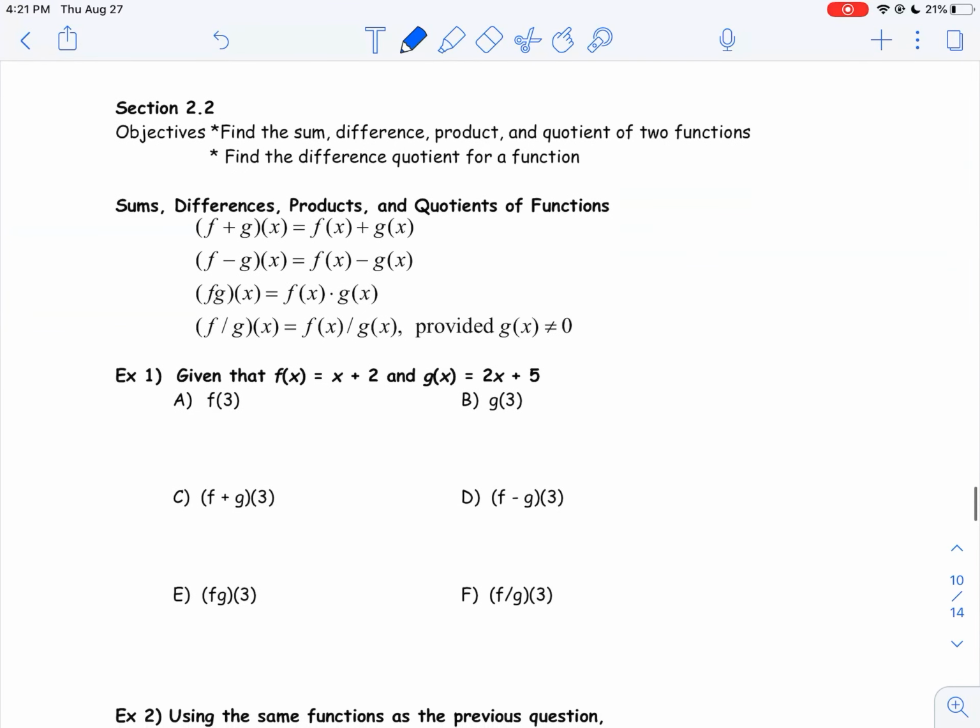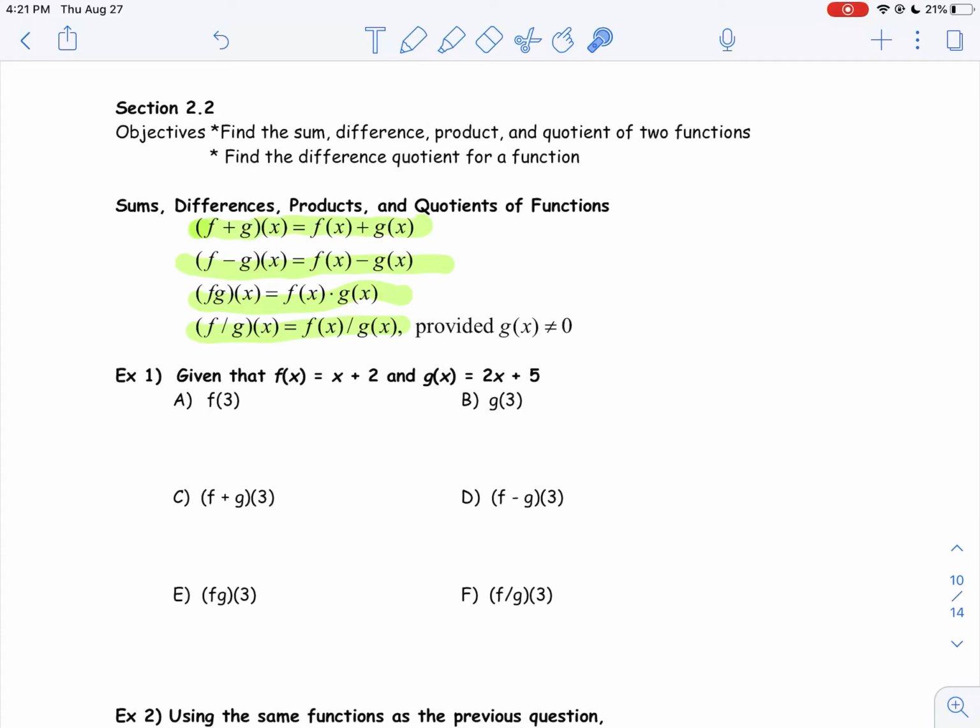Let's take a look at section 2.2. A lot of algebraic work here. We're going to talk about adding, subtracting, multiplying, and dividing functions. So you're used to doing it with numbers. We're now going to do it with two functions. Key idea right here is just notation. Okay? So when you see this, it doesn't mean to add f plus g. It means to add the function f plus the function g, and so on.